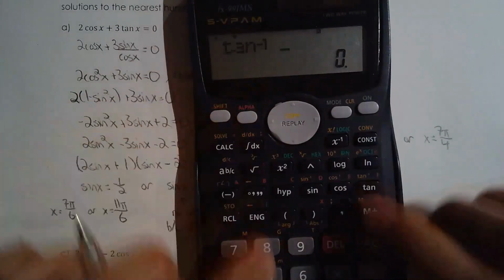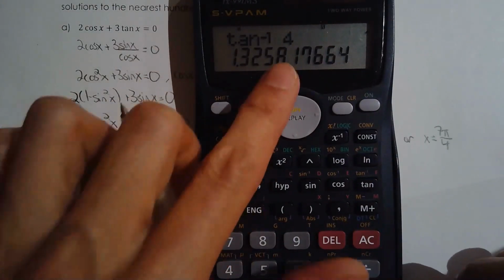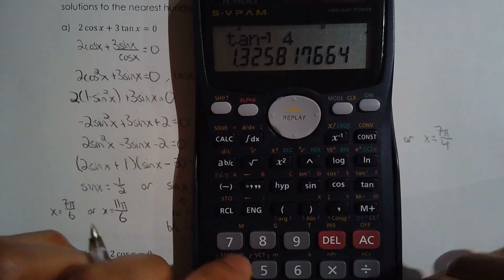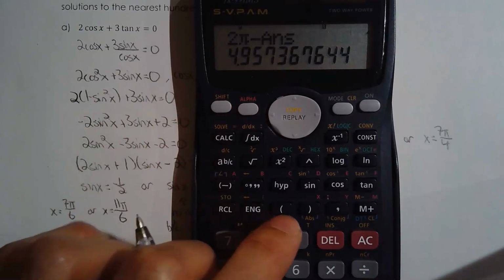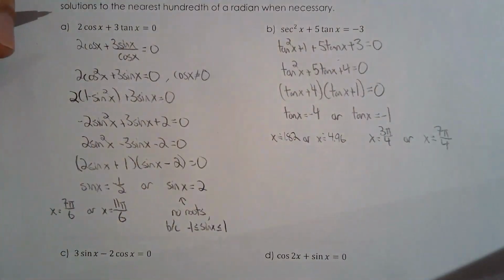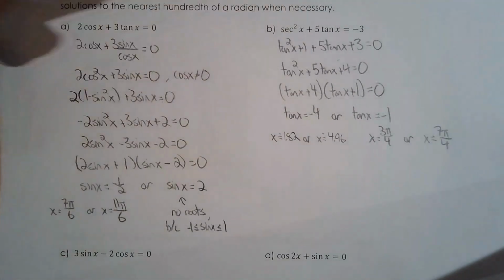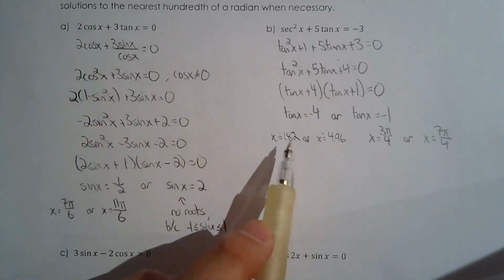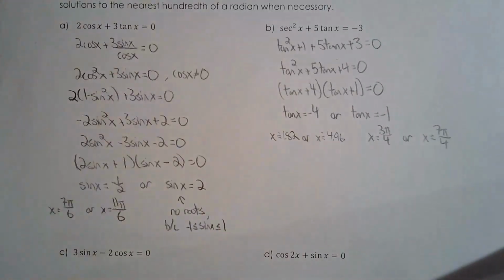And now do one more time, inverse tan of 4 to get the reference angle. And then 2 pi minus, so about 4.96. So that's it. I got 4 answers because x is any value from 0 to 2 pi. If you don't trust 1.82 and 4.96, sub it back in. All right.